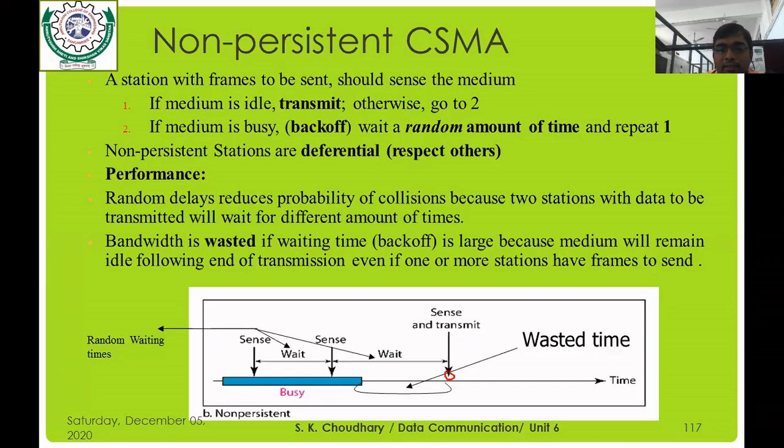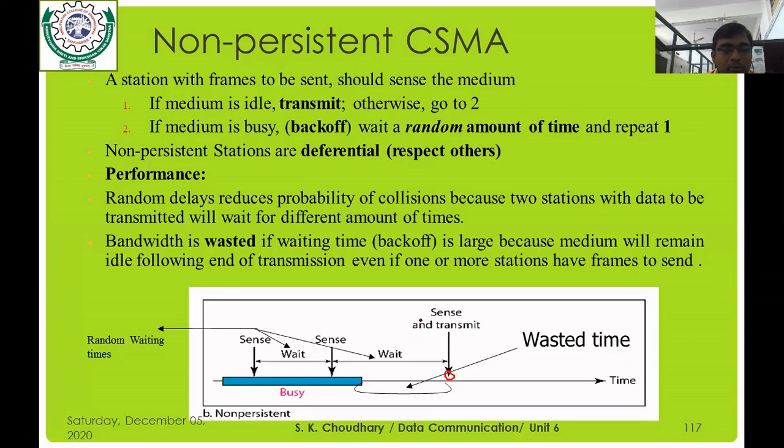But what happens during this sensing? Sometimes it senses and finds the channel busy, so it also waits for some random amount of time. So in the diagram there is a wastage of time, because here the channel is idle but it is not sensed by this station, and because of this, time is wasted. This is the non-persistent technique. Here the bandwidth is wasted if the waiting time is large, because the medium remains idle following the end of the transmission, even if one or more stations have frames to send.